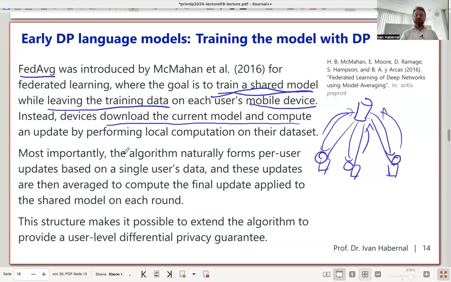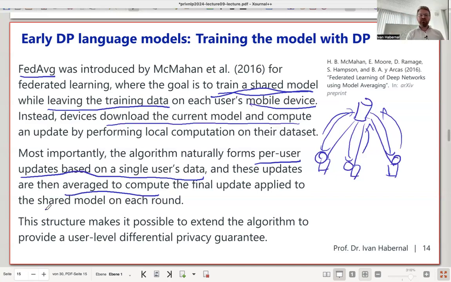What is important here is that their algorithm naturally performs per-user updates based on a single user's data. That's true, because each user has only their own messages, not others' messages. So it's one person, one person, one person, and these are then averaged to compute a final update. Once they are sent together, you make an average, and this gives you the gradient. It's basically the same as a batch in stochastic gradient descent, where you also average over each instance. But here the instances are distributed. Each computes a gradient and sends it back to the server, and the server makes the average.